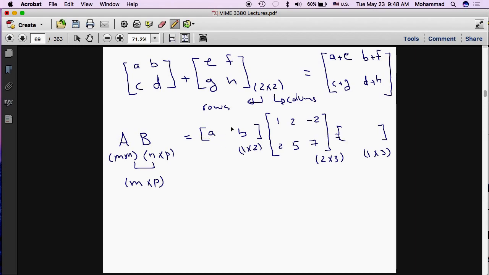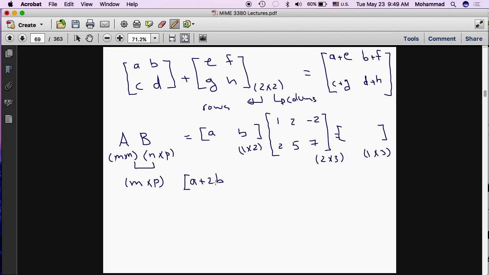Yeah, so you take the row and multiply it by the column. So the first element would be A plus 2B. Do you see that? A times 2B. That's column 1. That's the content of column 1.